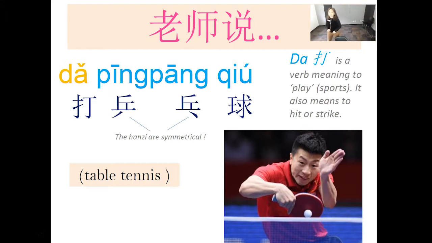打乒乓球. 打乒乓球. 乒, flat tone. 乒乓球. 乒乓球. Notice how the characters, 乒, 乓, they're actually symmetrical. Turn them around, and they're exactly the same. 乒，乓，球.